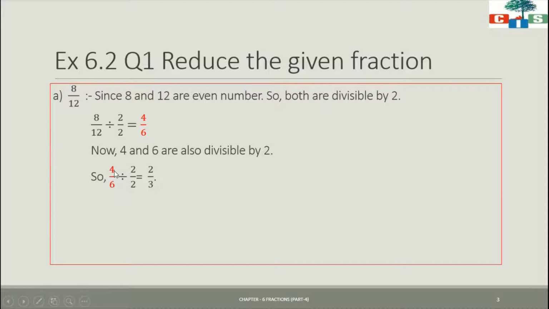When 4 upon 6 is divided by 2, we'll get a new fraction. When 4 is divided by 2, we'll get quotient 2. And when 6 is divided by 2, we'll get quotient 3. Now we have the reduced form of 4 by 6 as 2 upon 3. Now we can see that we cannot reduce more, because there is no common factor other than 1. The common factor of 2 and 3 is only 1. So 2 upon 3 is the reduced form of 8 upon 12.